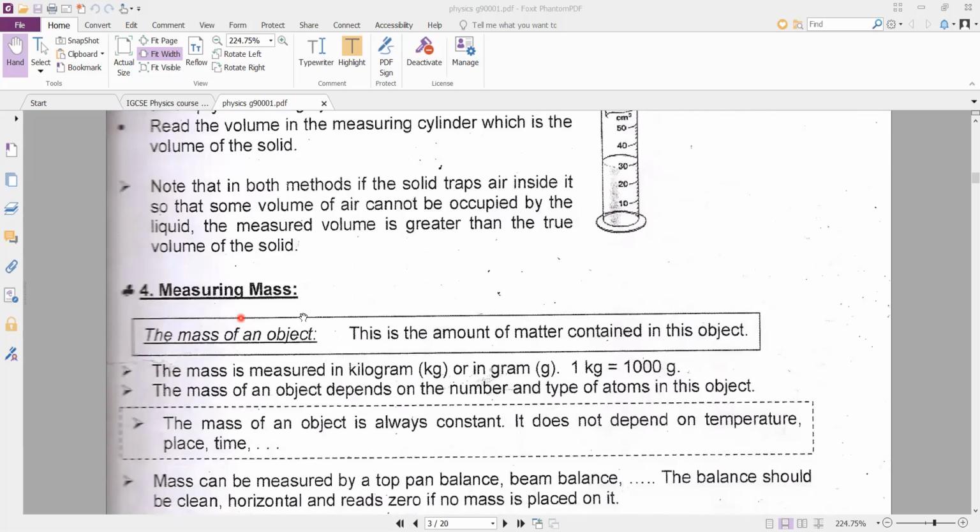Measuring mass. What is the mass of an object? Who can tell me? The symbol is M. Mass is the amount of matter contained in the object. This is true. What kind of matter, Umran? Stand up. How many types of matter are there?